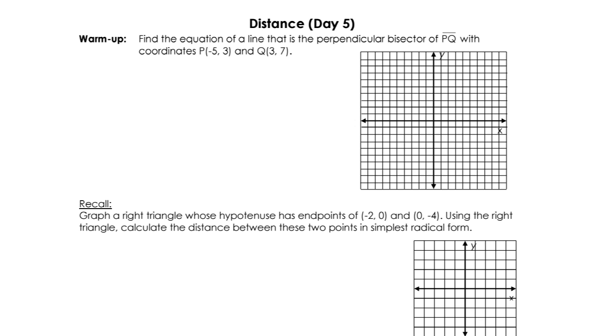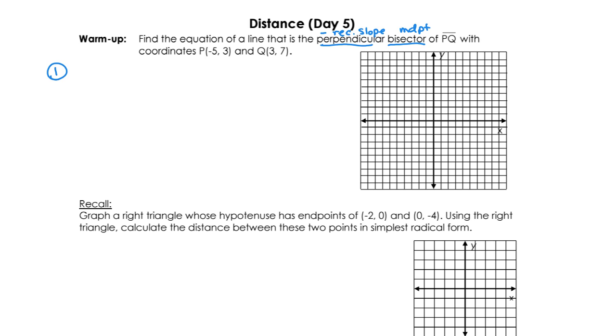Hey guys, we're on day 5 of Unit 10, and in our warm-up it says find the equation of a line that is a perpendicular bisector, and we just talked about this on day 4. We have to watch out for the two words, and remember that perpendicular is negative reciprocal slope, and that bisector means it has to pass through the midpoint. All right, and this is one of those 5-step questions that we were talking about.